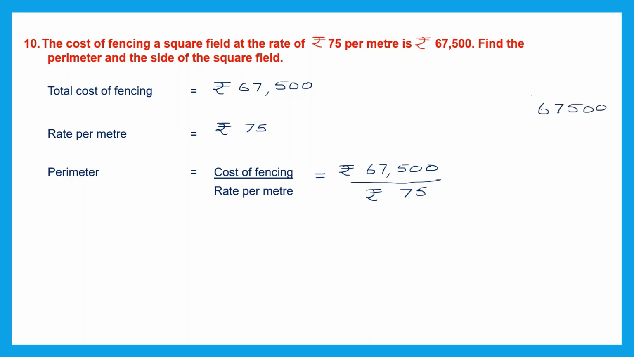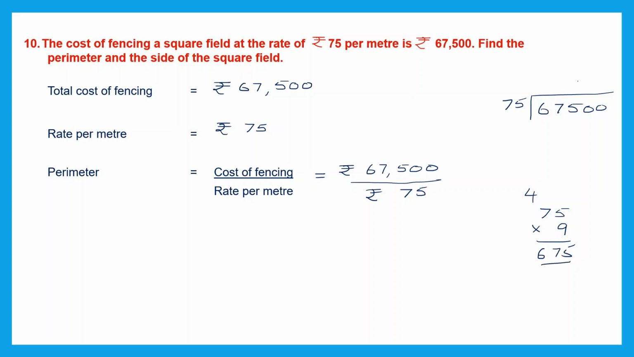67,500 divided by 75. So we need to get a number close to 675. So let's try 75 into 9. 9 5s are 45, carry 4. 9 7s are 63 plus 4 is 67. So we've got the same number.